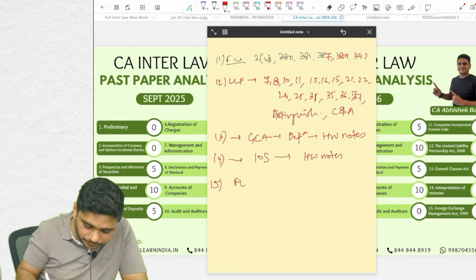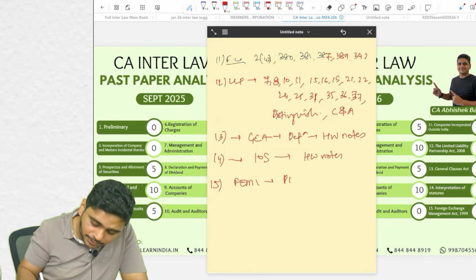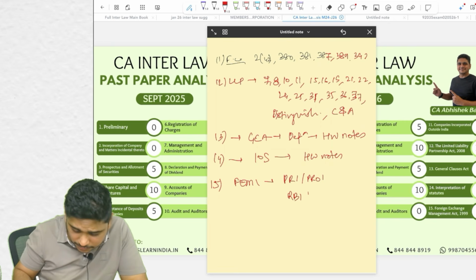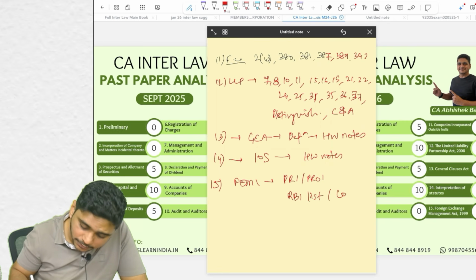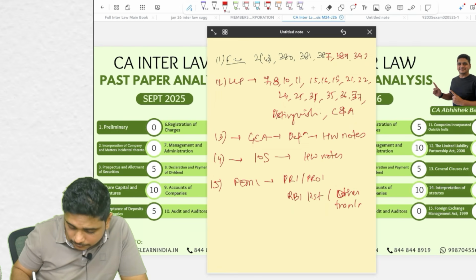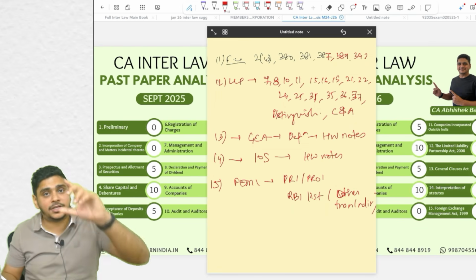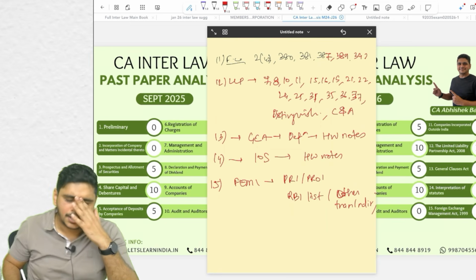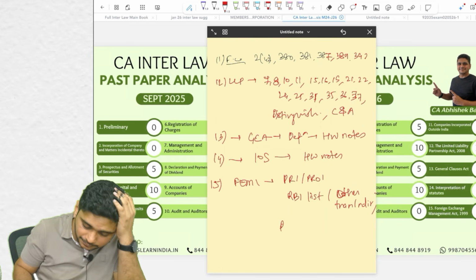FEMA: PRI very important. The RBI list for other than individuals. Other than the full list, there are 5 items for other than individuals. And prohibited category.